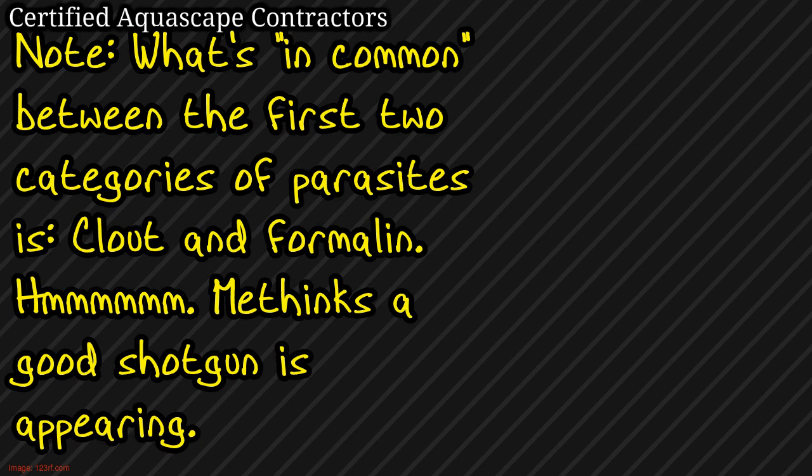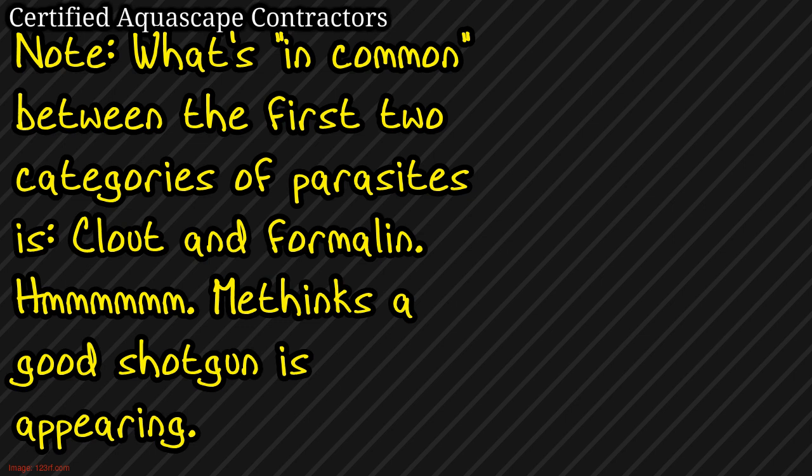So ciliated protozoan parasites have the specific ability in many instances to be treated by salt or formalin malachite clout. Or you go to the next category of parasite, and that would be flukes, which can be treated with praziquantel or formalin malachite and clout. So it crosses my mind to tell you guys that even if you knew the difference between those two categories of parasites, you're going to do fine treating them with clout or formalin malachite.